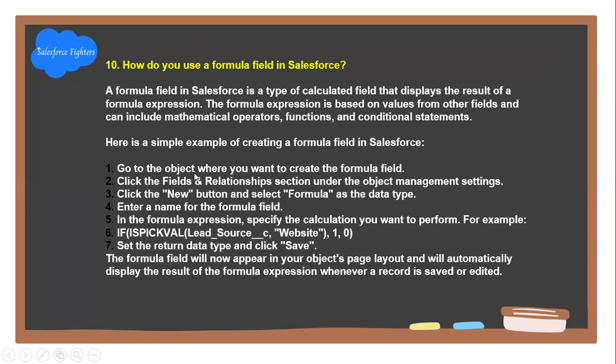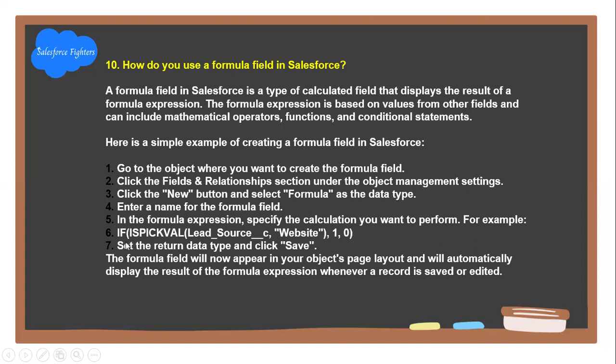First, go to the object where you want to create a formula field. Next, click the Fields and Relationships section under the Object Manager settings. Next, click the New button and select Formula as the data type. Next, enter a name for the formula field. Next, in the formula expression, specify the calculation you want to perform.